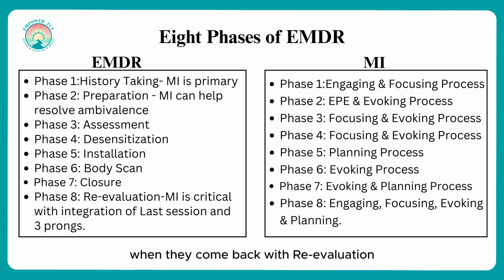And then finally, phase 8, when they come back with reevaluation, MI here is going to be really critical, with you trying to reevaluate the target, but then also have that integration with the 3 prongs. So depending on what the client comes in with, picking up kind of where they left off. So in phase 8, I would say you're using all 4 processes of MI. So you're doing engaging again. Every session we do engaging, right? Focusing, and then evoking and planning, depending on where the session goes.